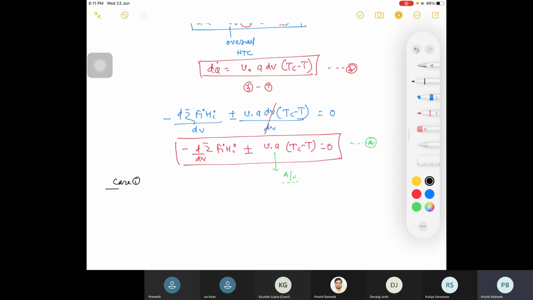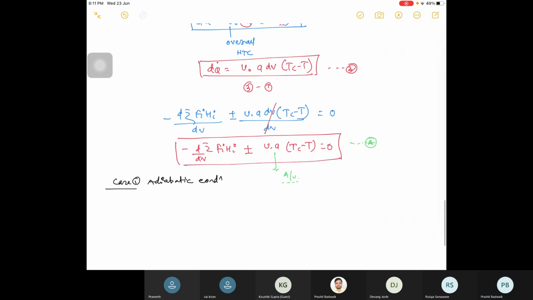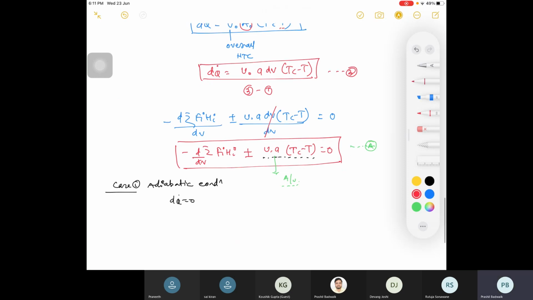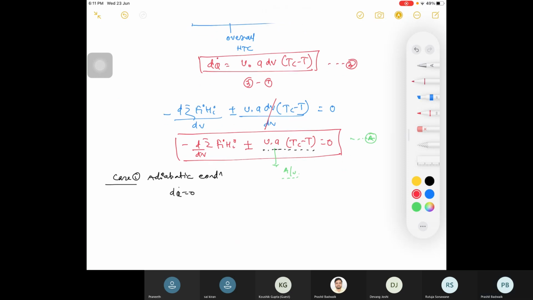Now case 1, you write adiabatic condition. Generally adiabatic condition is given. Adiabatic condition क्या होगा? Adiabatic condition में dq is 0, so ये whole term cancel, right? You are not exchanging any heat with surrounding, or there is no addition of heat from surrounding. So dq is equals to 0. Then you will get equation. This term will remain only.